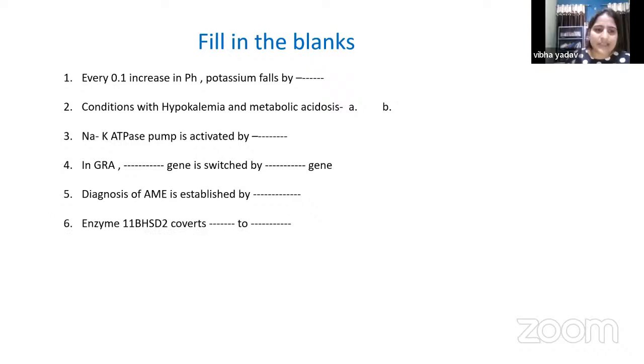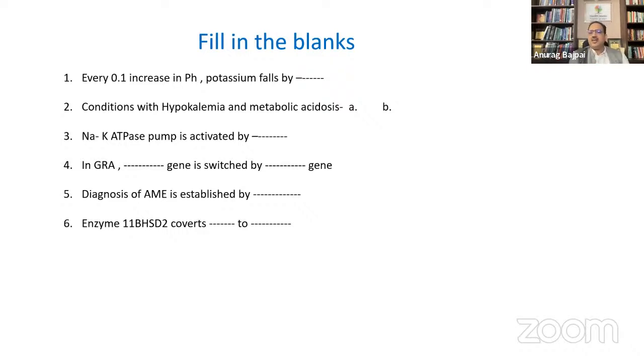This enzyme 11 beta HSD2 converts dash to dash. So what is the initial product and what is the final product? Dr. Manoj talked about 11 beta HSD2 as a shield for the mineralocorticoid tissues. It prevents hyperactivity of an agent which is 100 or 1000 times higher in concentration in the blood. Cortisol to cortisone. So this inactivates cortisol to cortisone. Dr. Rajiv Das has given the right answer.